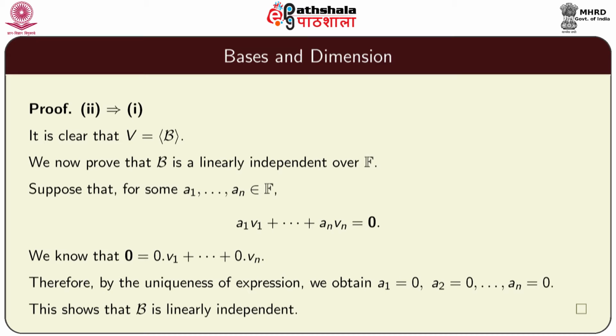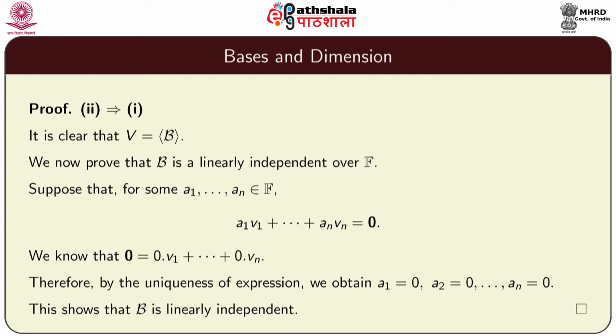Now, we prove the converse, that means 2 implies 1. That is, if we assume that the second statement is true, then it proves that the first statement is also true. The second statement is that every vector V in the vector space capital V can be expressed as a linear combination of V1, V2, Vn and uniquely. Therefore, it is clear that V is indeed spanned by the set B.